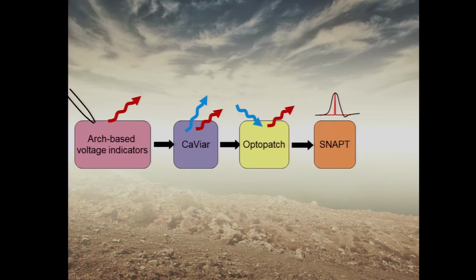And now that we have these tools, we're applying them every place we can find a membrane. So today I focused on neurons and told you a little bit about cardiomyocytes, but we're also using these to study stem cells and stem cell differentiation. We're looking at bacteria, and we're looking at embryonic development.